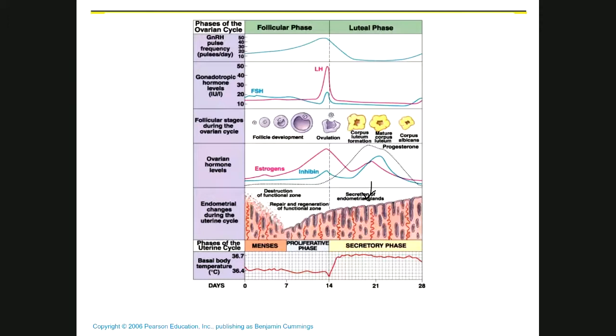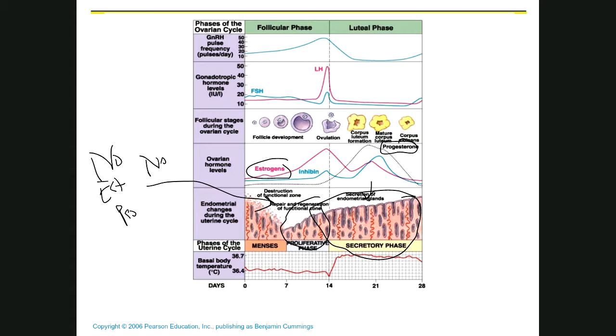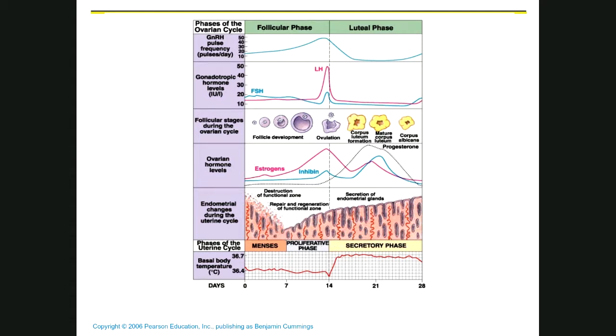So over here, no estrogen, no progesterone. So we get menses. Here, we just have estrogen. Here, we have estrogen and progesterone. Make sense? Any questions?